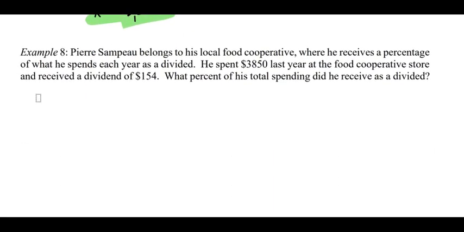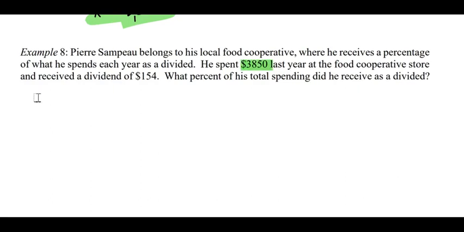And the last but not least, we have here Sampo belongs to his local food cooperative where he receives a percentage of what he spends each year as a dividend. He spent $3,850 last year at the food cooperative store and received a dividend of $154. What percent of total spending did he receive as dividend? All right. So we know that the 154 is part of the 3,850.